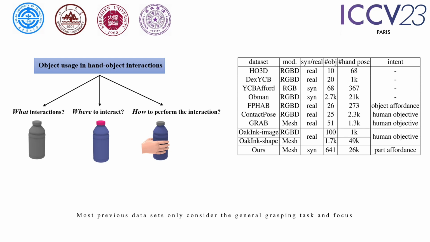Most previous datasets only consider the general grasping task and focus on the stability of the generated hand poses, but overlook the object usage and semantic meaning of the interactions.